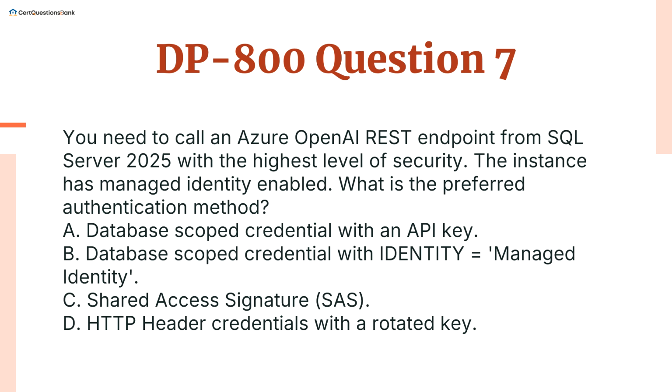You need to call an Azure OpenAI REST endpoint from SQL Server 2025 with the highest level of security. The instance has managed identity enabled. What is the preferred authentication method? A. Database scoped credential with an API key. B. Database scoped credential with IDENTITY equals managed identity. C. Shared access signature, SAS. D. HTTP header credentials with a rotated key.